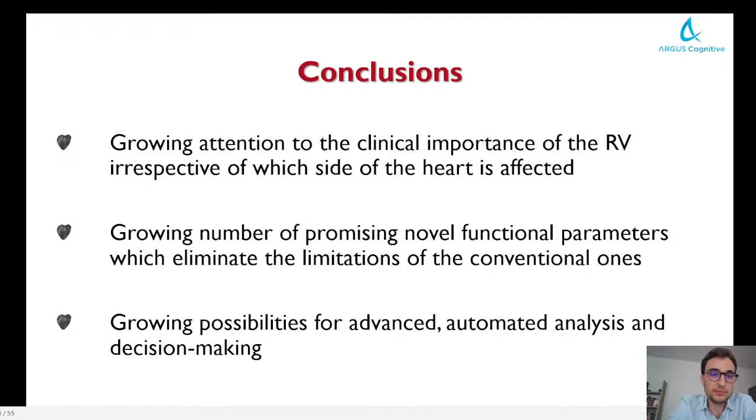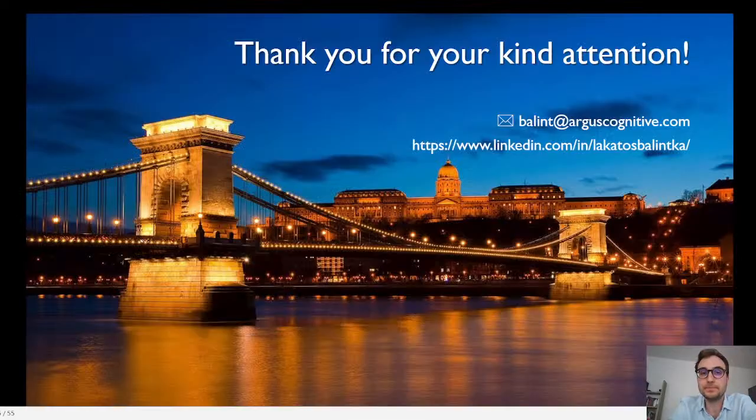As a conclusion, there's a growing attention to the clinical importance of the right ventricle, irrespective of which side of the heart is affected. There's a growing number of promising novel functional parameters which eliminate the limitations of the conventional ones, and there are growing possibilities for advanced automated analysis and decision making.